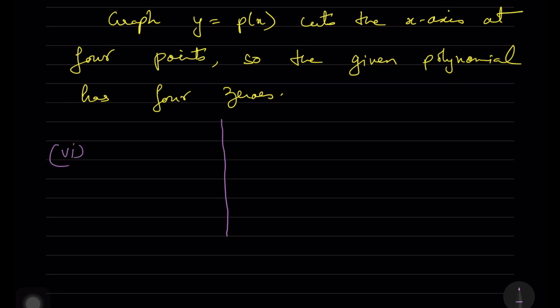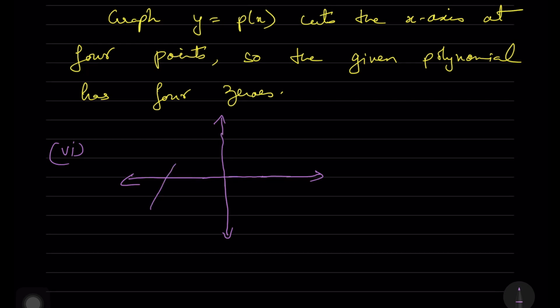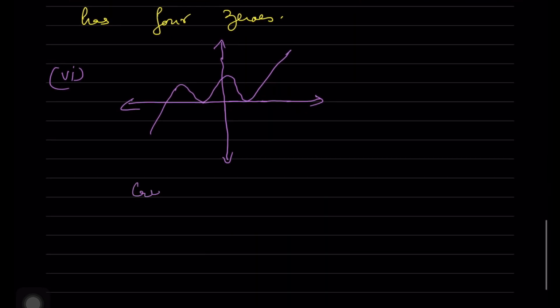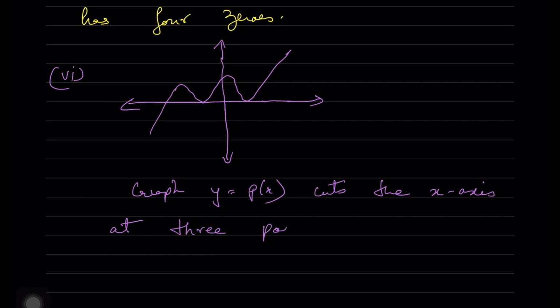Then the last one which we have here, we will see at how many points it is meeting the x-axis. We have some 3 parabolas here. So here it is touching the x-axis at 1, 2, 3 points. Therefore, the graph y is equal to p of x cuts the x-axis at exactly 3 points. So the given polynomial has 3 zeros.